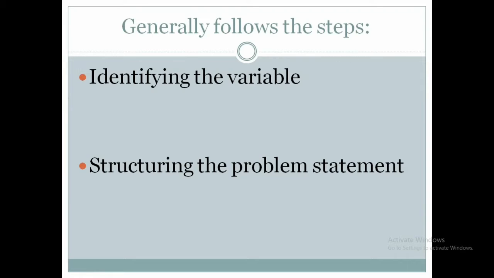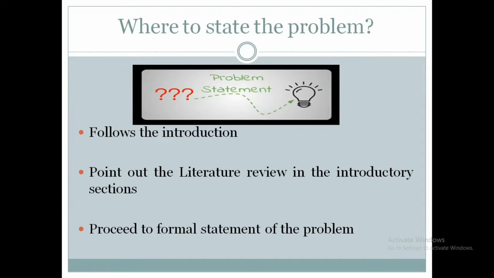Now, before moving to those components, the researcher must know where to look or where to find the problem statement. In the manuscript, it generally follows the introduction part. And moreover, it is pointed out with the literature review in the introductory section. So the rationale of this problem should be provided in the literature review part, and gradually it will proceed to a formal statement of the problem. So here, you can generally see it at the end of the introduction part.